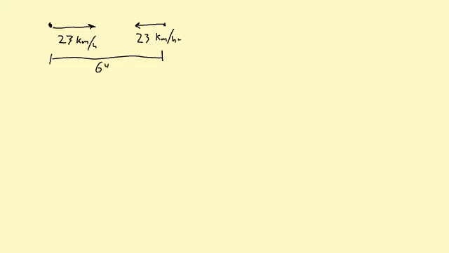Okay, so for problem 2, we have this interesting situation where we've got two trains, each with a speed of 23 kilometers per hour. It's pretty slow trains, actually. There are two trains at 23 kilometers per hour, and the distance separating them initially is 64 kilometers.